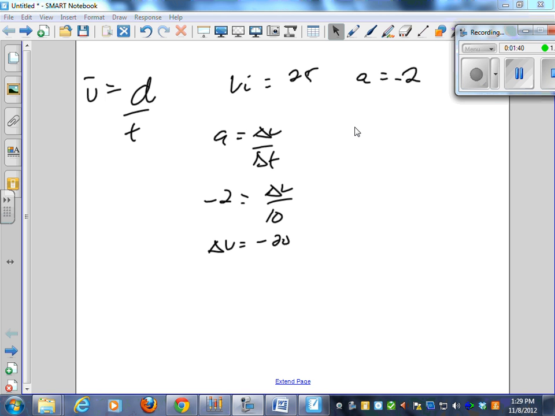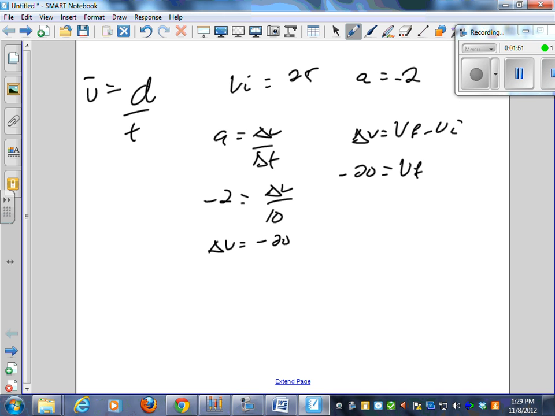Now I need to find my VF. So I'm going to write delta V is VF minus VI. Minus 20 is equal to final velocity minus 25. My minus 25 goes over to the other side, becomes positive, and I get 25 minus 20. My final velocity is 5. And doesn't that make sense? If I'm changing by minus 2 for 10 seconds, minus 2, minus 2, minus 2, 10 times, I'm going to end up at 5.